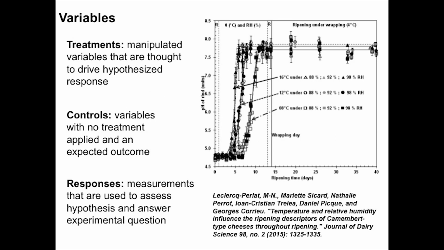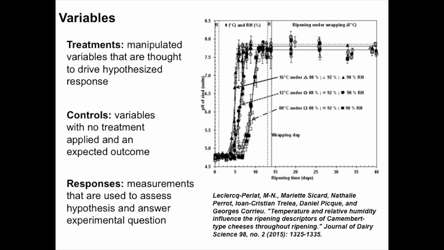The second thing is thinking about variables. And I think one thing that can happen, and when I've worked with cheesemakers in the past before trying to set up experiments, I think because cheese is such a complex beast, we want to change many different things in one experiment, right?